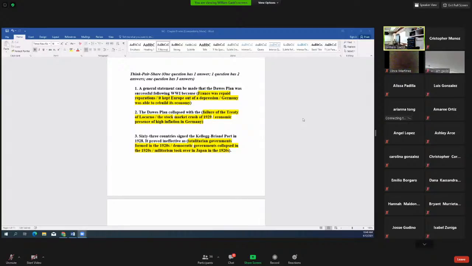63 countries signed the Plymouth Protocol in 1928 to improve ineffective... Totalitarian governments formed in 1920s. Democratic governments collapsed in 1920s and militarism took over Japan in 1920s. Correct. All 3 of those. Okay. So totalitarian governments started, which we're gonna look into today. What the heck's a totalitarian government? We're gonna start figuring that out today. Okay.